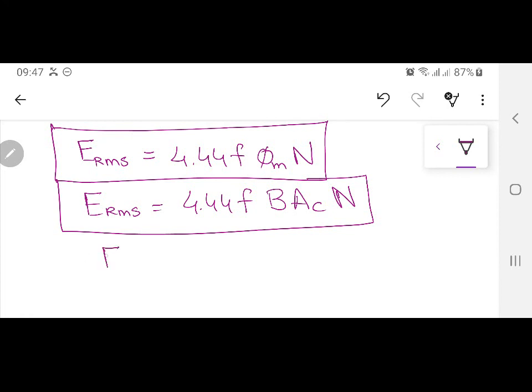But there is another term, E RMS divided by N. This is called 4.44 F B A C, and we use the subscript ET, that is the voltage per turn inside your transformer. Now this equation is applicable not only for the transformer but also for the induction motor, because flux change is also in the induction motor, as it is inside a transformer. So this ET is very important.